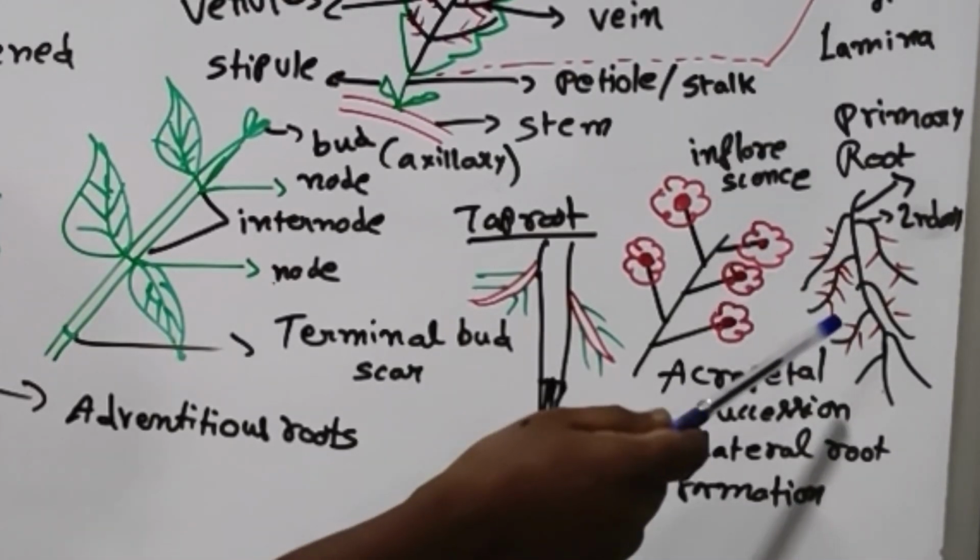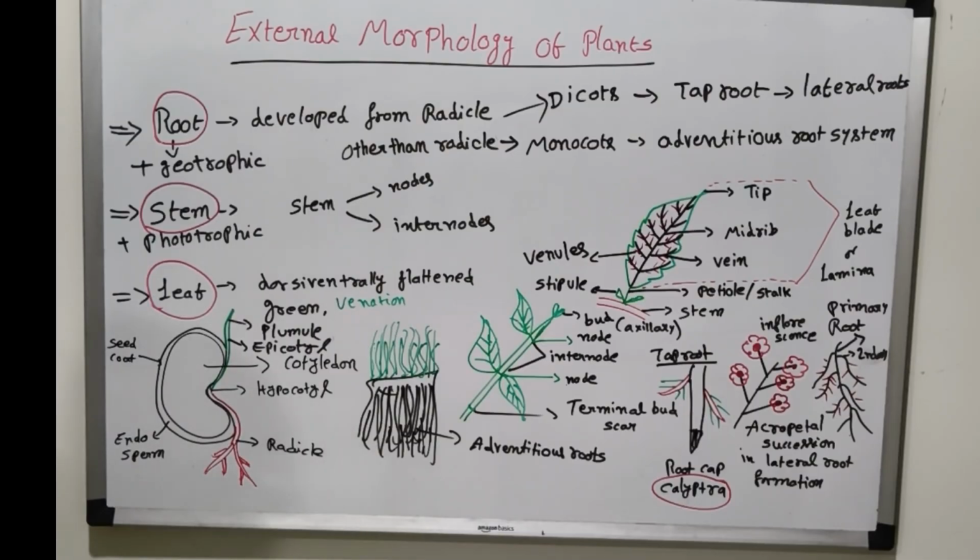So, root system grows positively towards beneath the soil. So, here this is about the external morphology of the plants.